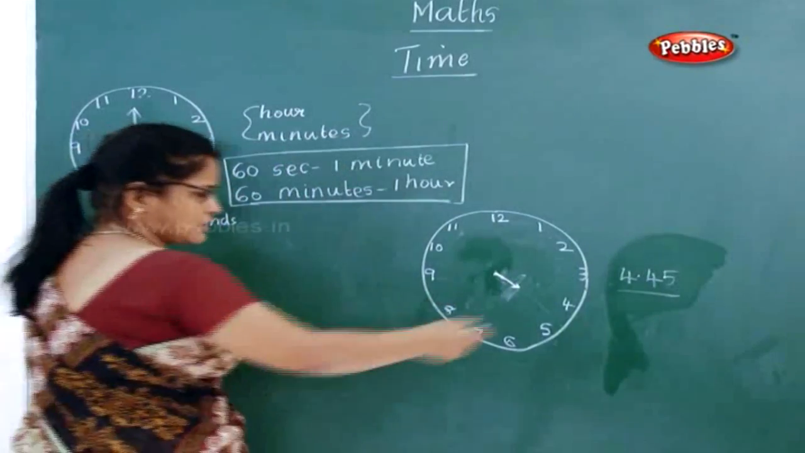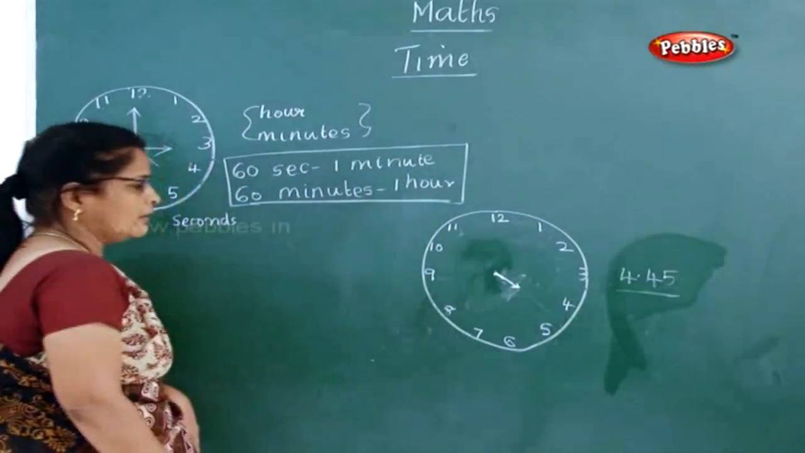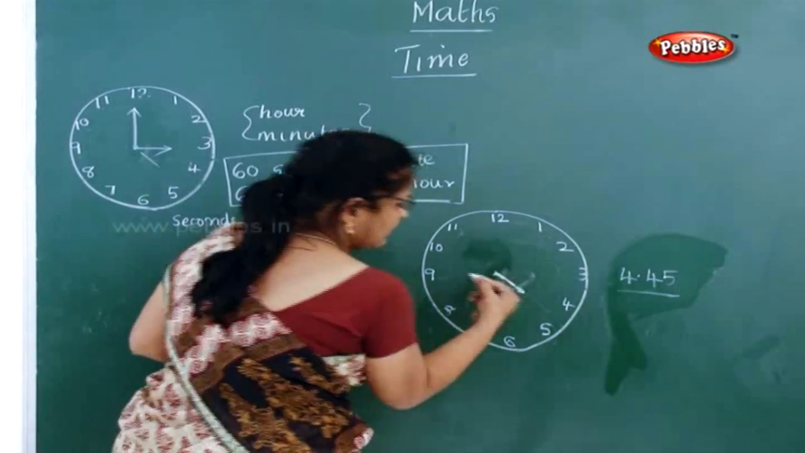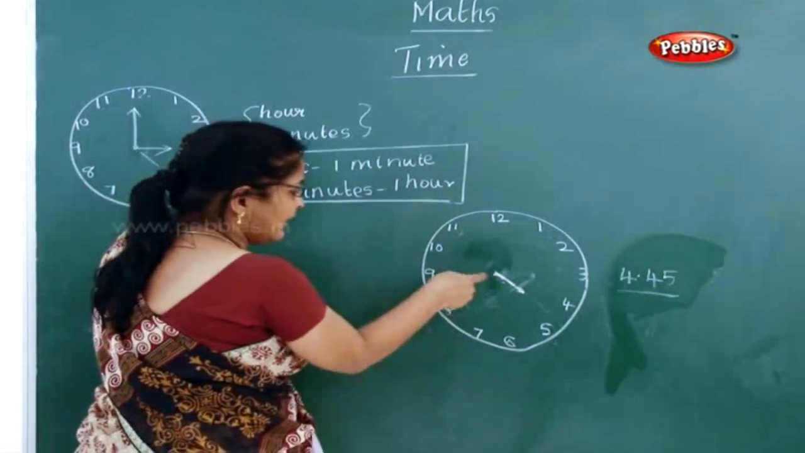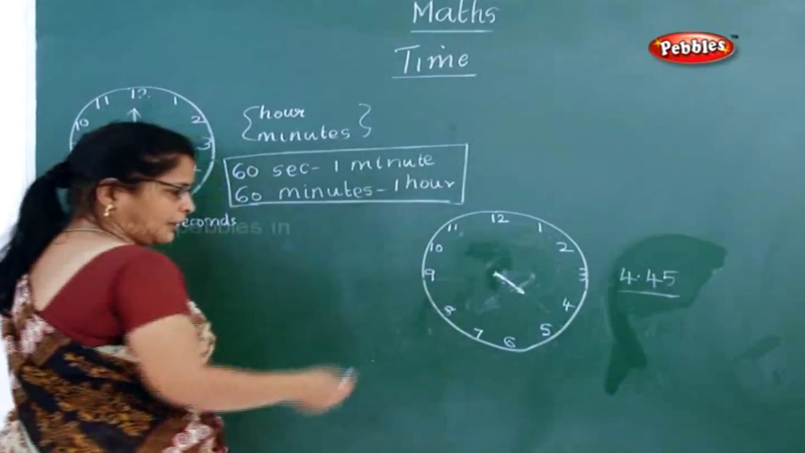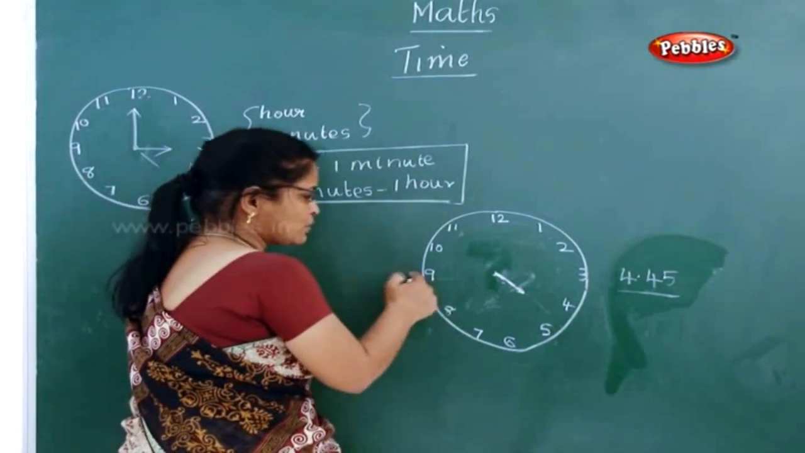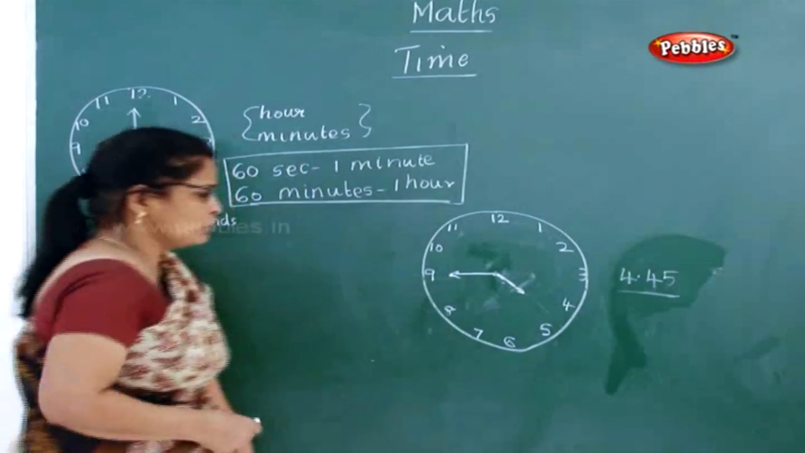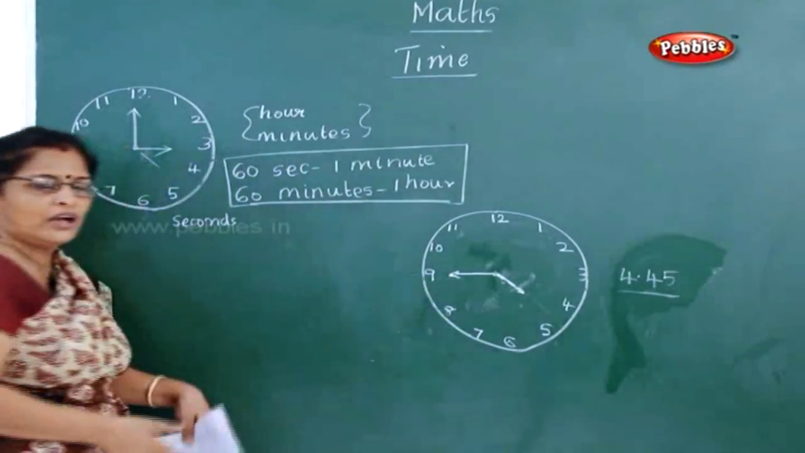Then what about this time? This minutes, where should it be? Where should it be, this 4:45? Can anyone tell me? Yes, it should be here, at 9 o'clock, because I told you it has to be multiplied by 5. So when you multiply this 45, the big hand should be here. So it is 4:45. Are you clear now?